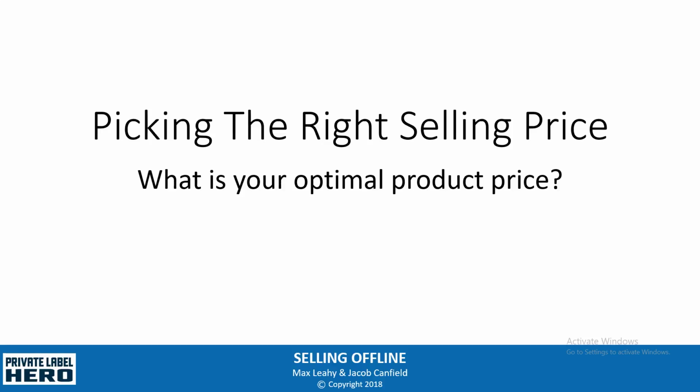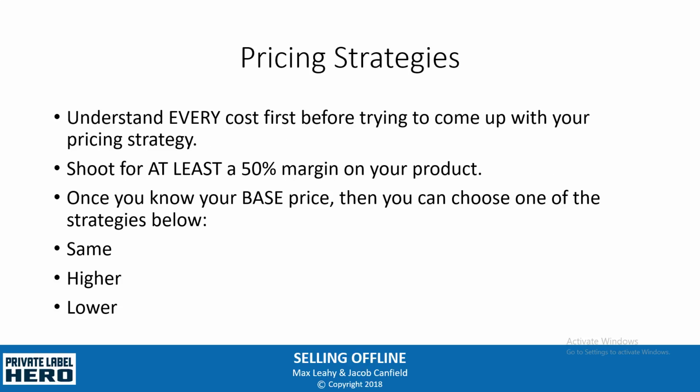In this video, we'll talk about picking the right selling price. What is the optimal product price? First thing we've got to do is understand every cost that goes into your product before trying to come up with your product pricing strategy. Shoot for at least a 50% margin on your product, but for most products you can shoot for a 75% margin.